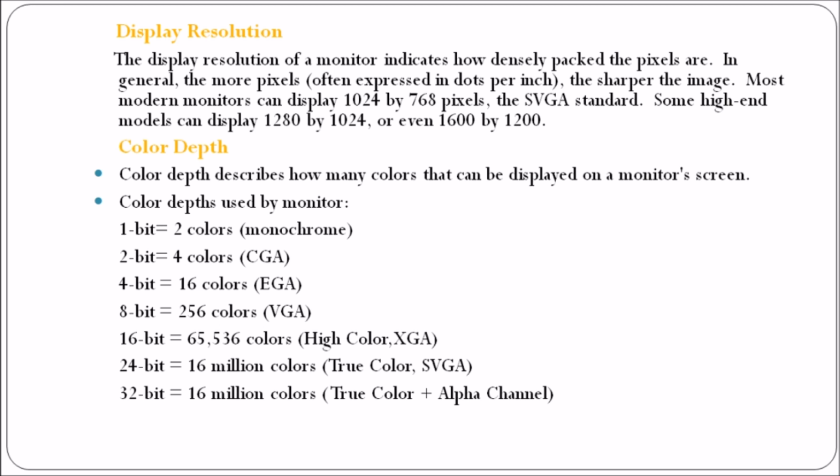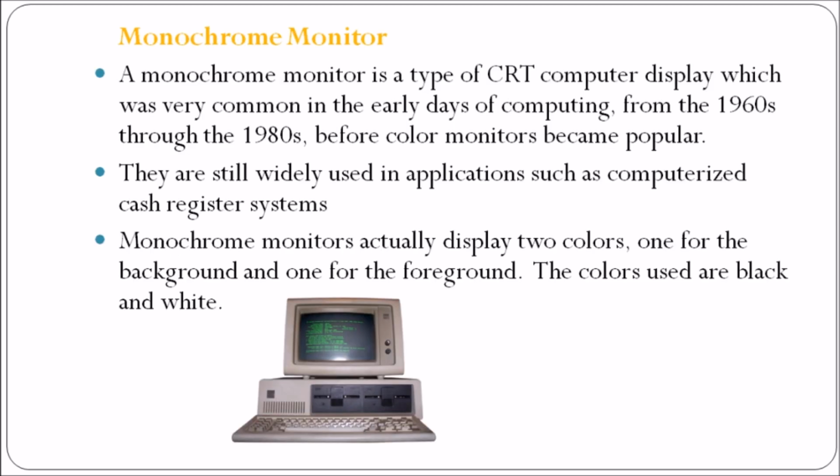Color depth. Color depth describes how many colors can be displayed on a monitor screen. Color depths used by monitors are given below. Monochrome monitor. A monochrome monitor is a type of CRT computer display which was very common in the early days of computing, from the 1960s through the 1980s, before color monitors became popular.